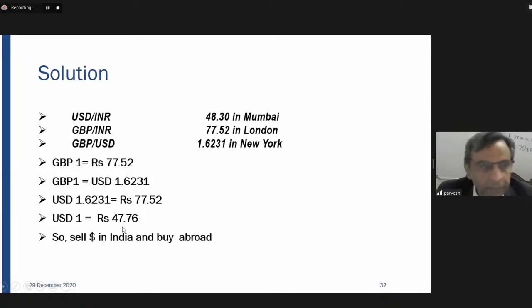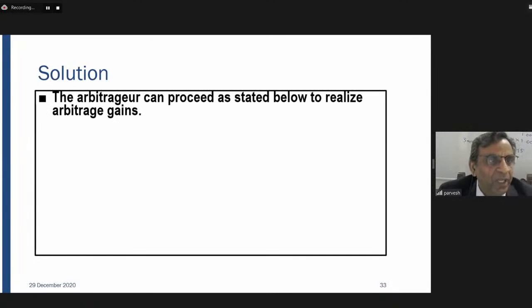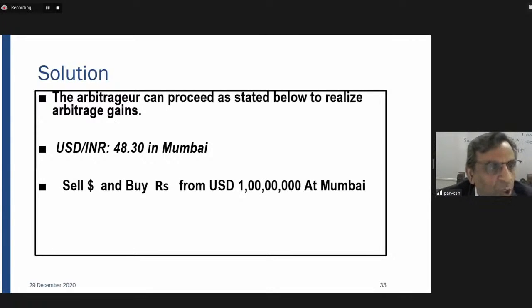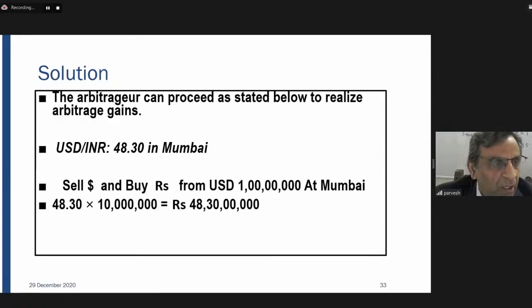So how do we do that? So let's see. The arbitrageur can proceed as stated below to realize the arbitrage gains. US dollar versus INR is 48.30 in Mumbai, so he is going to sell dollar. As I said, sell dollar in India. So sell dollar and buy rupee with 1 crore US dollars at Mumbai. By selling 1 crore dollars, he is going to get 48 crores 30 lakh rupees.